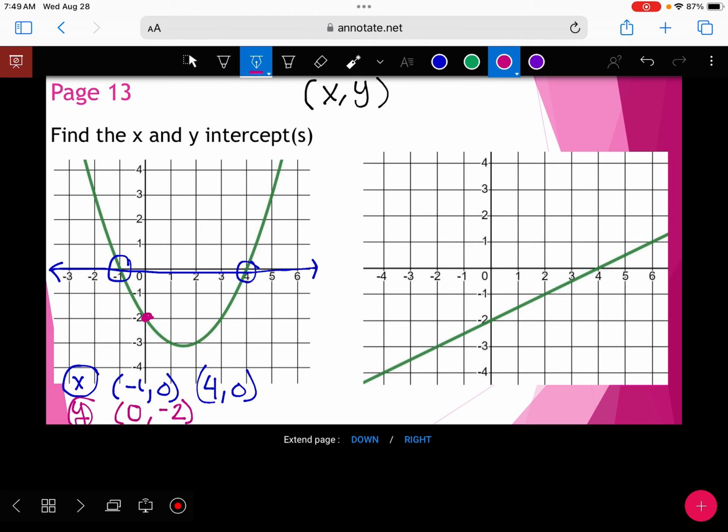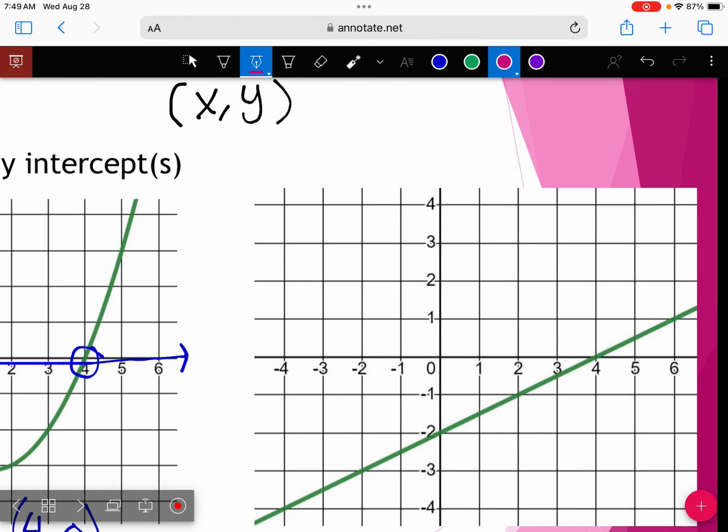Let's do the one next with the line. What are my x-intercepts going to be? 4. We have one right at 4. So we have 4, comma, 0. How about y-intercept? There we go. 0, -2.